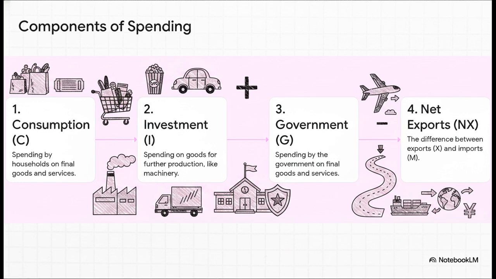G is for the government. Think of all the money it spends on roads, schools, defense. That's G. And finally, we have NX, which is net exports. To get this, you take the value of everything a country sells to the rest of the world, its exports, and you subtract the value of everything it buys from the world, its imports. Add those four things up and you've got your GDP.